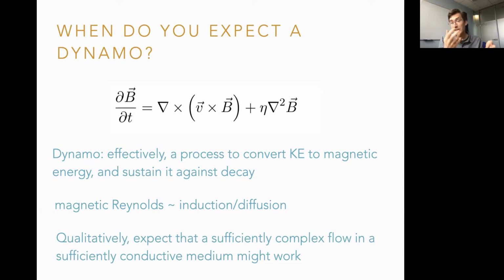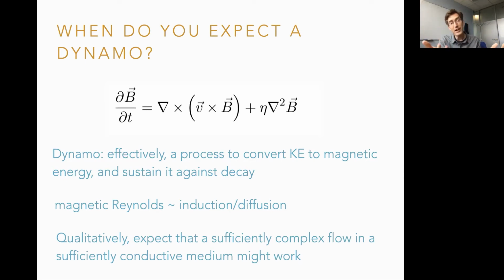A dynamo basically just taps into the kinetic energy and uses that to build magnetic energy. And qualitatively, again, just at the cartoon level, we'd say, look, the ratio of these two terms, which we use to form the magnetic Reynolds number, probably needs to be big for induction to win, right? If I want to have positive growth, I might think that the velocity has to be above some threshold relative to the value set by diffusion.